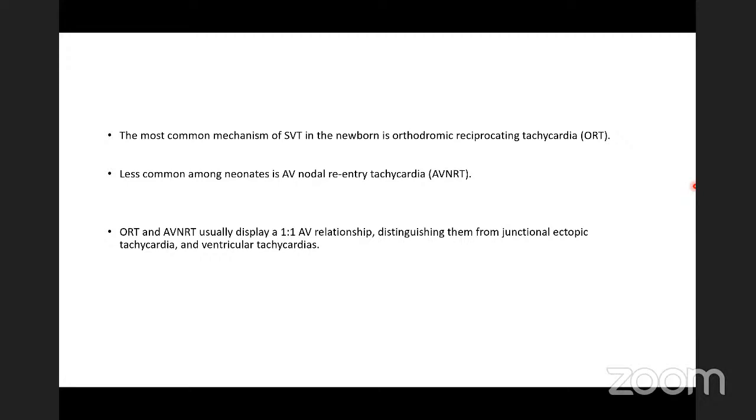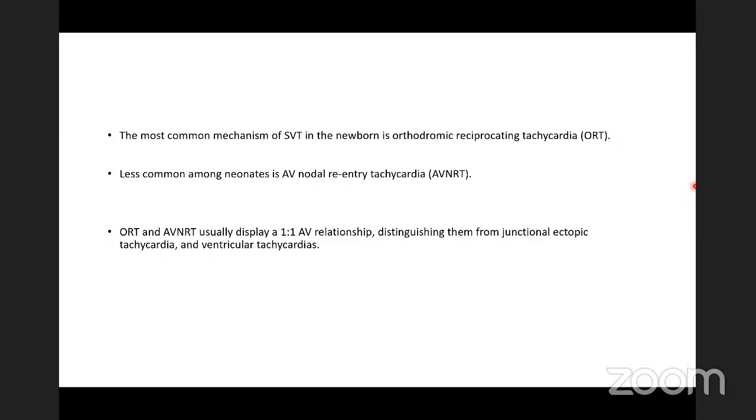And what are those ORTs or orthodromic reciprocating tachycardias? Usually those patients have some accessory pathway other than the AV node. So what happens is that the conduction goes from atrium to ventricle through the AV node and comes back to the atrium through that accessory pathway, and then forms a loop, and the patient goes into this tachycardia around and around.